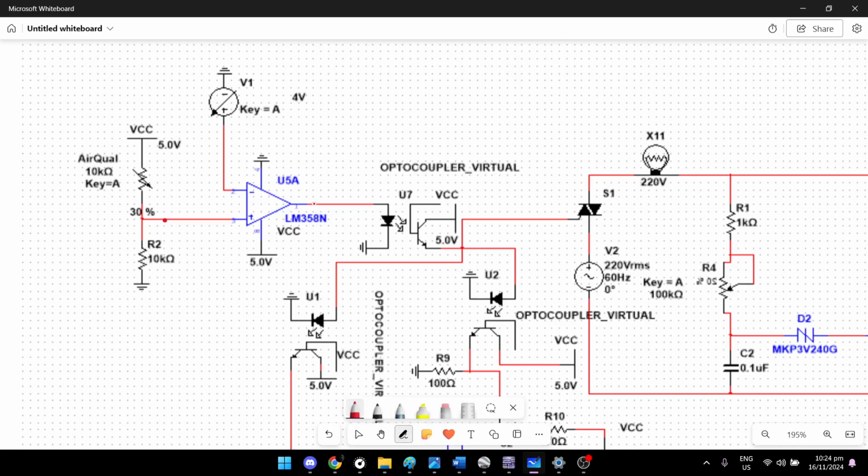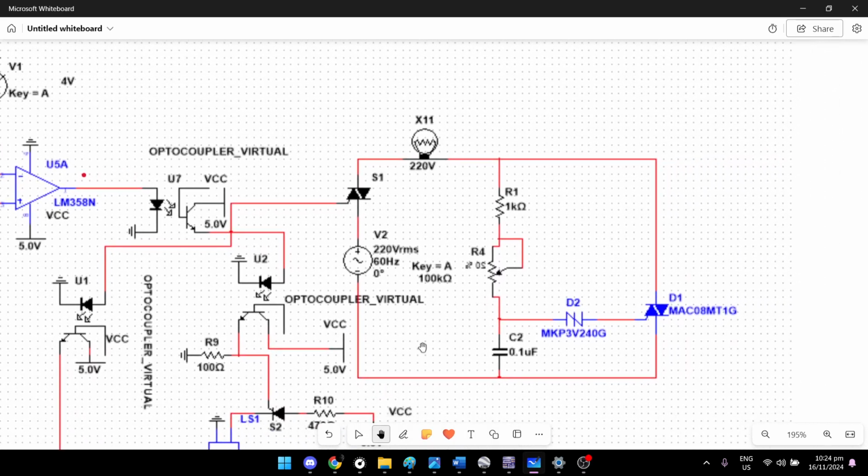The output of the operational amplifier is going through the optocoupler. The purpose of this optocoupler is to control the triac here, as well as others, but we'll discuss the triac first. The output of the operational amplifier will trigger the LED inside the optocoupler, which in turn will power this triac. Now, this triac is configured in what we call the phase controller.